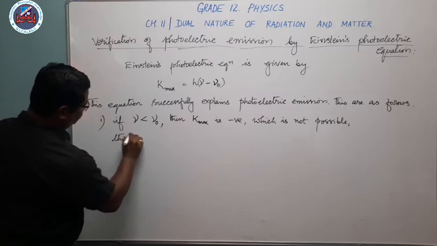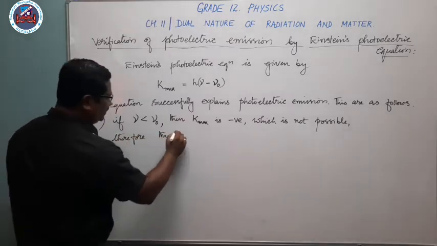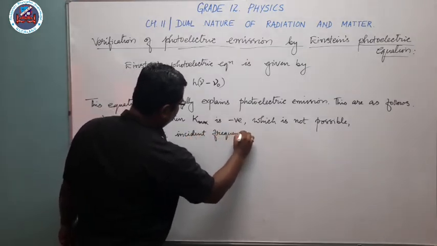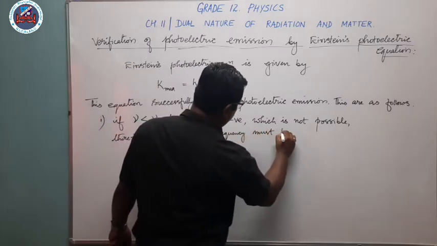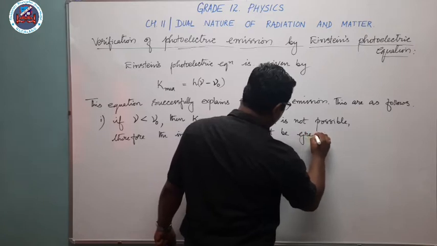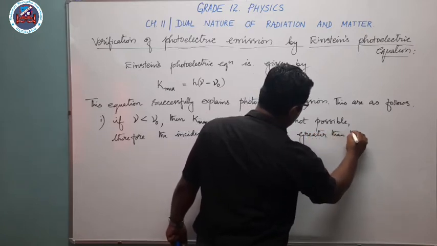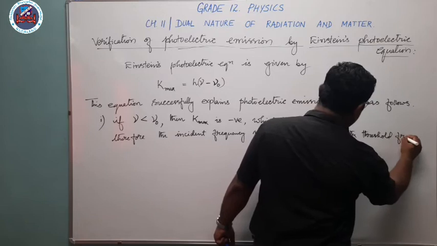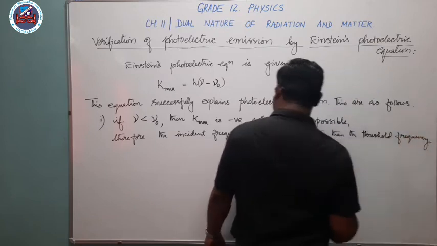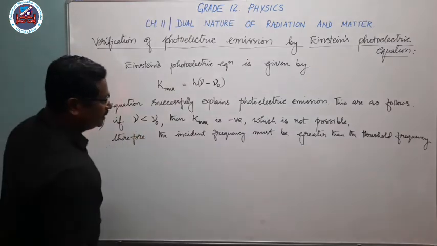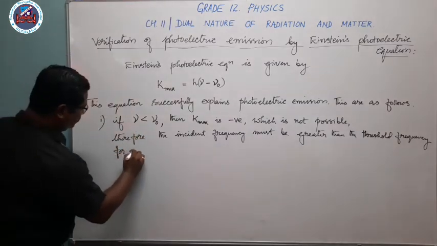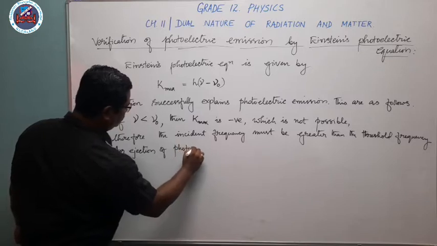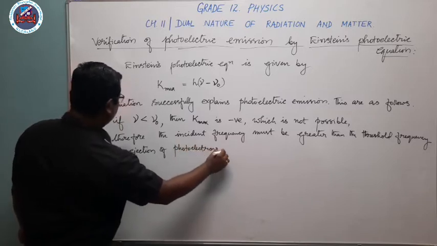Therefore, the incident frequency must be greater than the threshold frequency for ejection of photoelectrons. This is the first point.